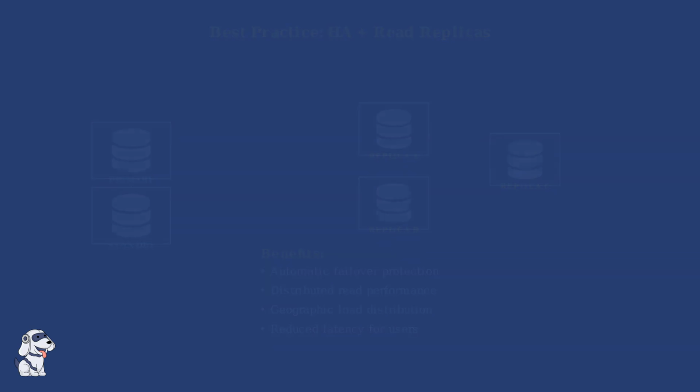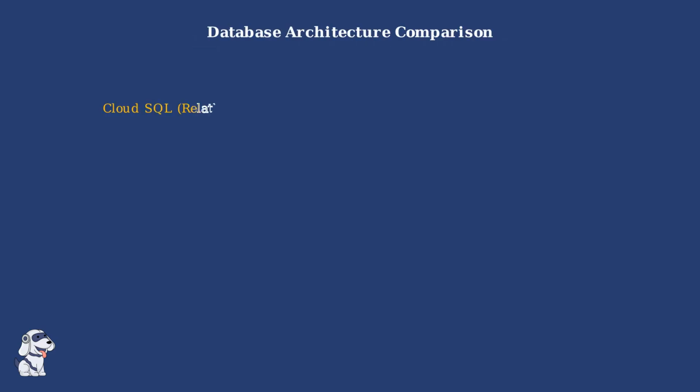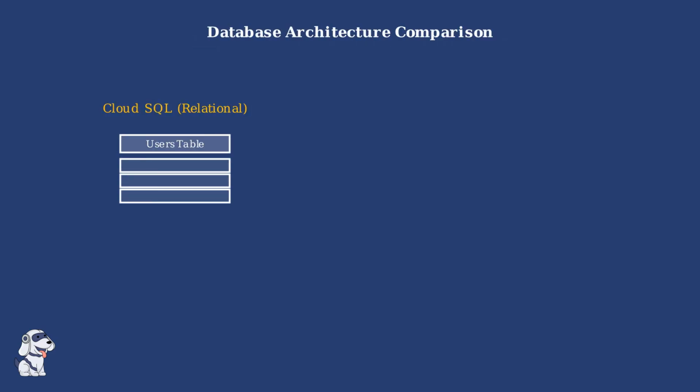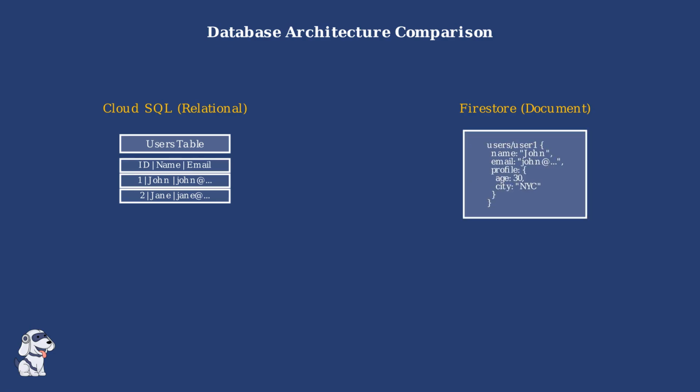reliability. While Cloud SQL provides robust relational database capabilities, Google Cloud offers alternative database solutions that may better suit specific application requirements. Firestore represents a fundamentally different approach to data storage and management. The fundamental difference lies in data structure. Cloud SQL organizes data in structured tables with predefined schemas, while Firestore stores data as flexible documents that can contain nested objects and arrays.